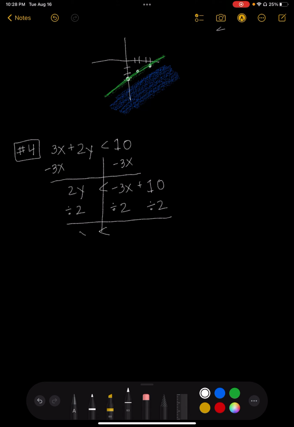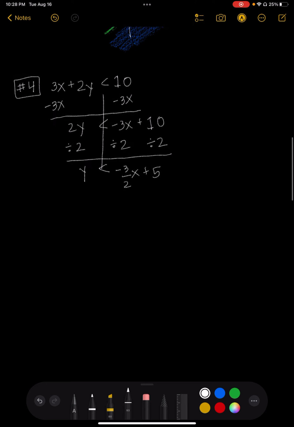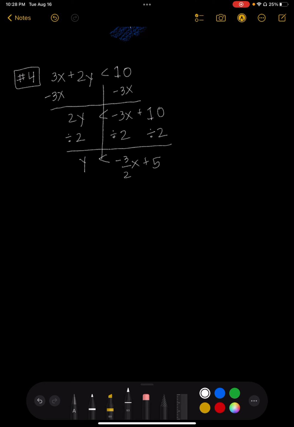So this 2y divided by 2 just gives me y. Negative 3 divided by 2 won't simplify, so we're just going to leave it as negative 3 over 2x. And then 10 divided by 2 gives me 5. So here's my slope-intercept form of the inequality. So that means my b, or my y-intercept, has to be 5, and then my m, or my slope, has to be negative 3 over 2.